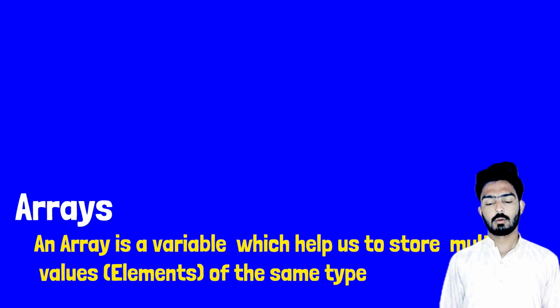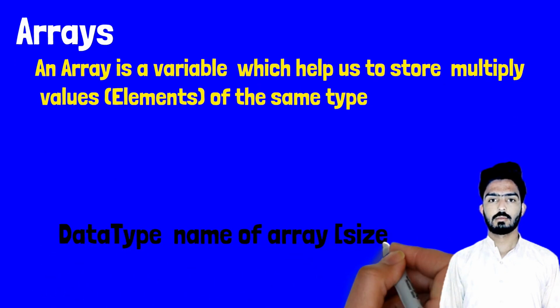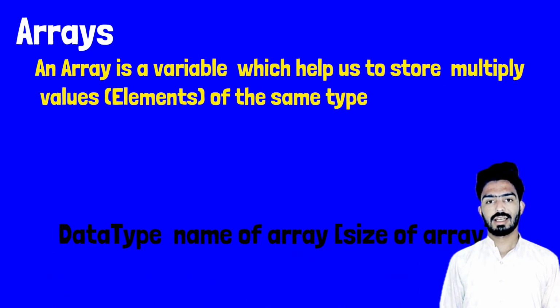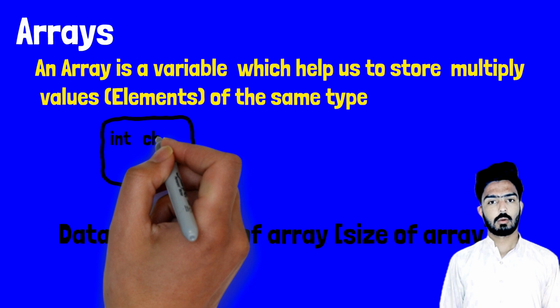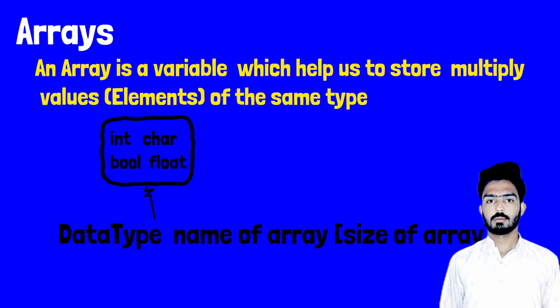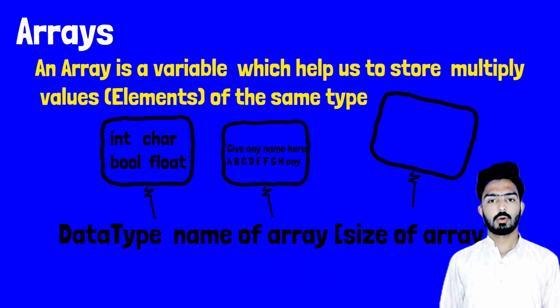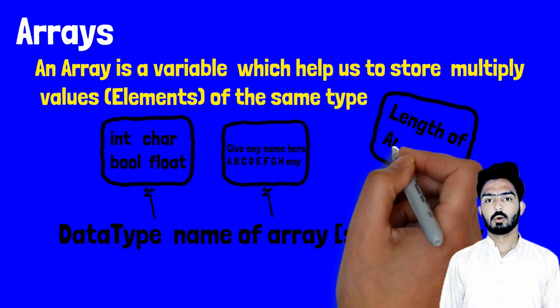Here we see how we represent an array. Here the data type is any of integer, character, float or bool. In the place of the name of the array we can write any name like a or b. Then the length of the array tells us how much data we want to store. Here we have an example.